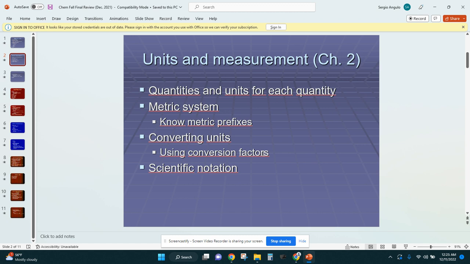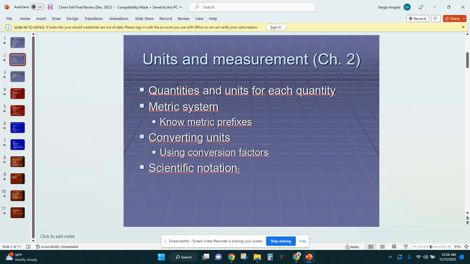So if 1 inch is equal to 2.54 centimeters, you can make a conversion factor of 2.54 centimeters divided by 1 inch, or 1 inch divided by 2.54 centimeters. And this is where we're canceling units out to leave us with new units. So we did problems with that, and that we could do in a single step or multiple steps.